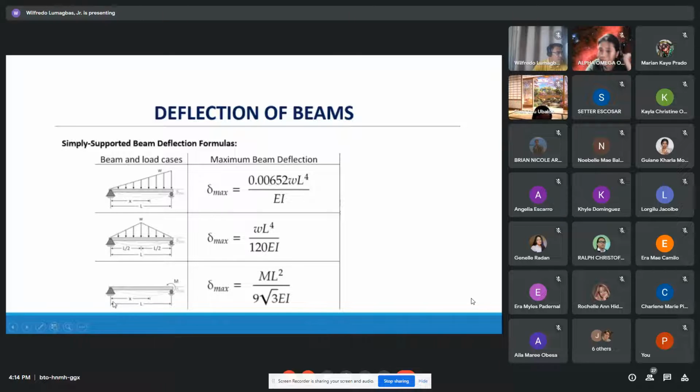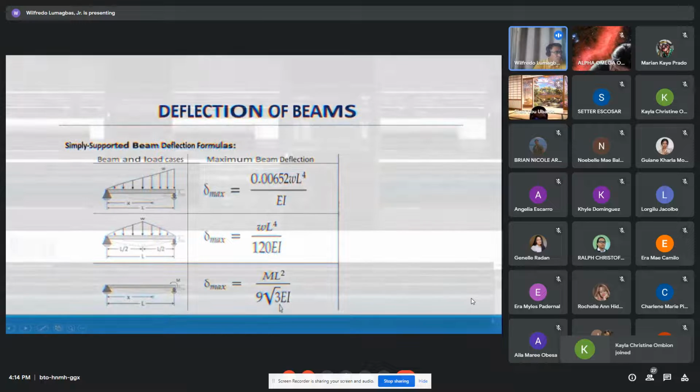And the last load case, we have a moment at the roller, which is a moment M, and the maximum deflection is located at x distance from the left support. The formula for maximum deflection is equal to ML squared all over 9 square root of 3 EI.